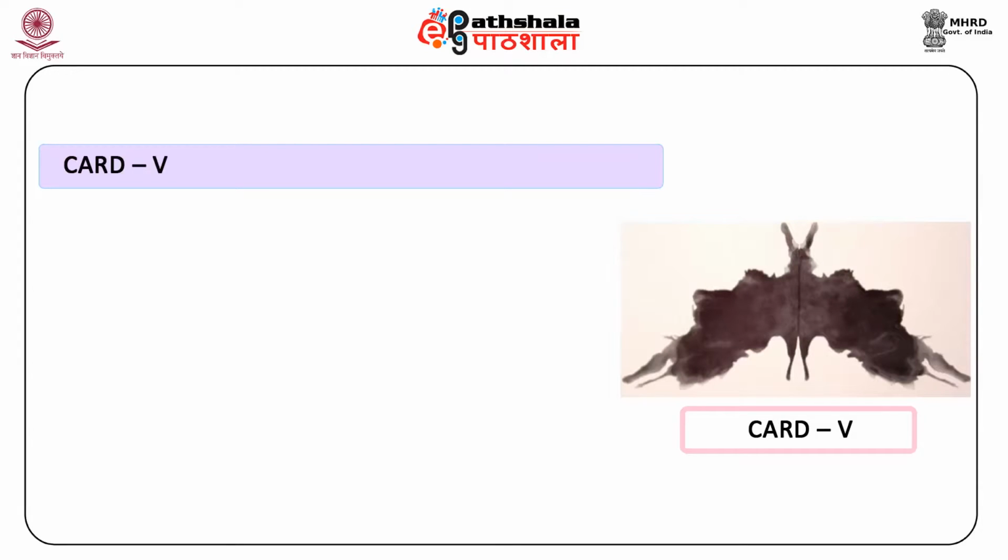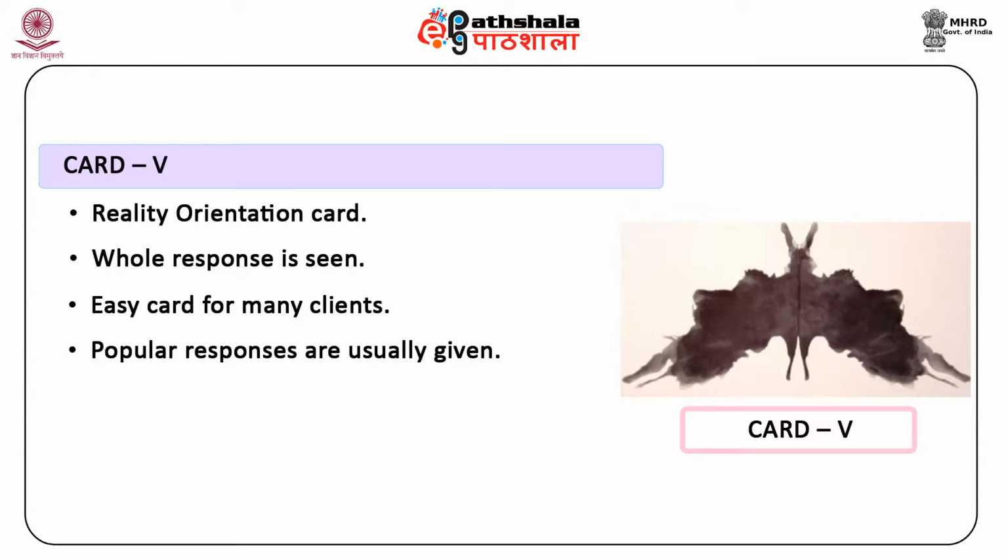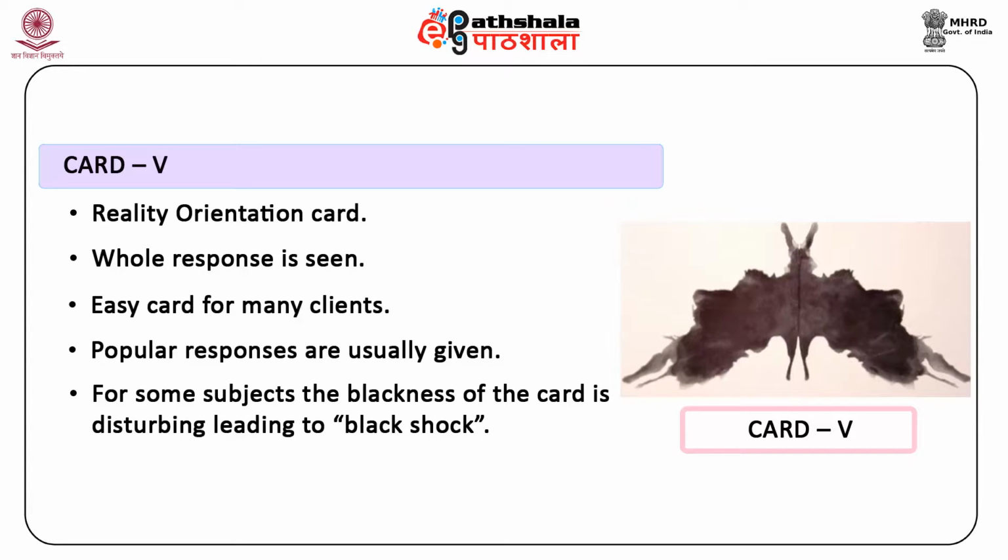Card 5. Reality orientation card. Whole response is seen. Easy card for many clients. Popular responses are usually given. For some subjects, the blackness of the card is disturbing, leading to black shock.